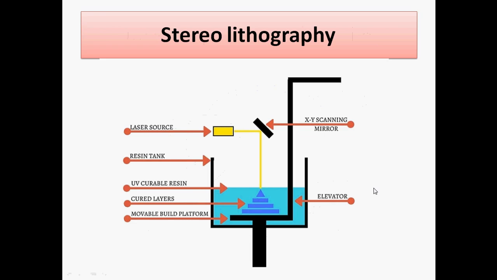Second is stereolithography. Here the liquid resin is present. This is a container which holds the liquid. We have the laser source, which is directed by a mirror, so we can get the required shapes. The resin is cured, and then the layers will be formed on the build platform. That is about stereolithography.